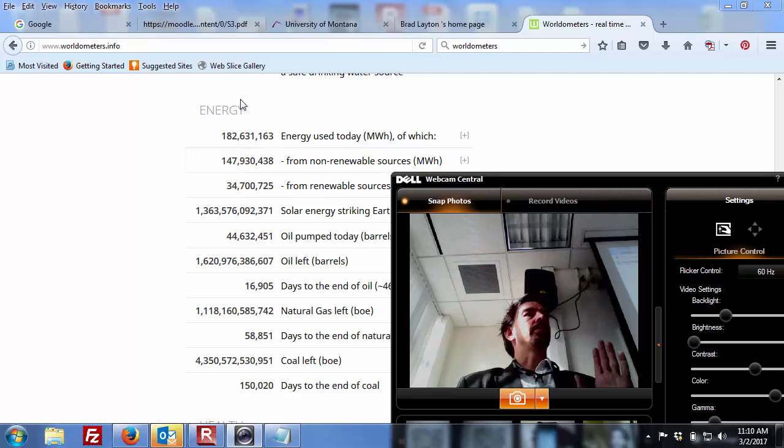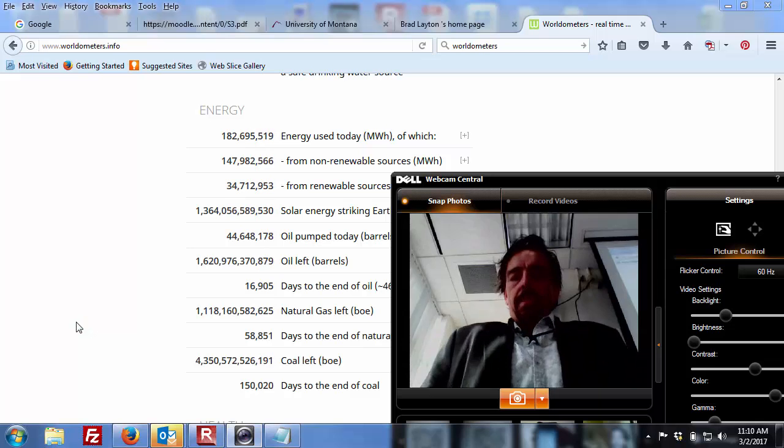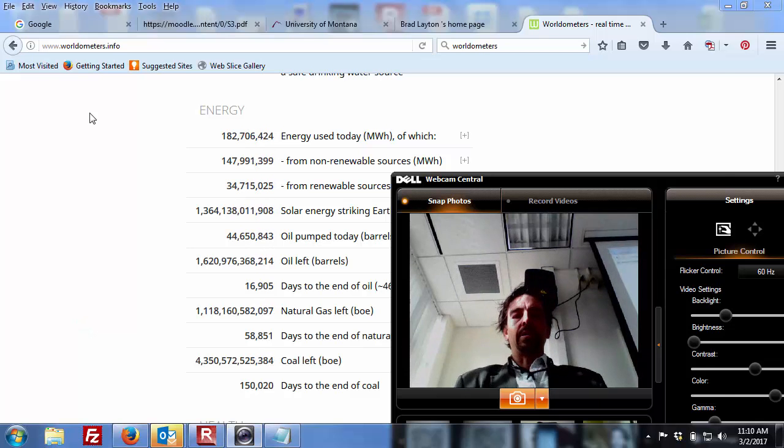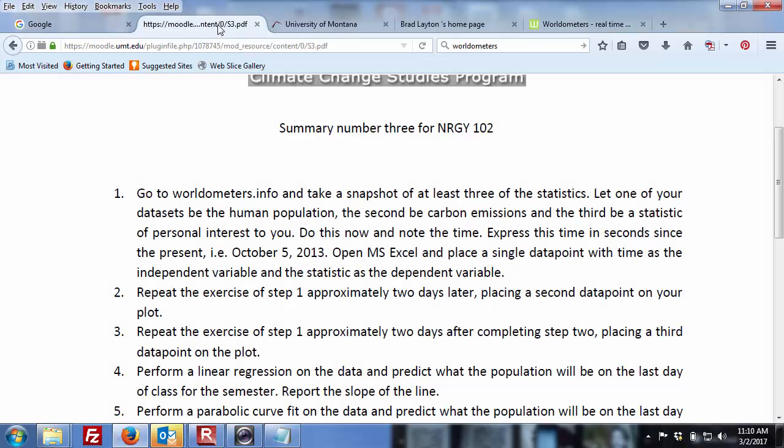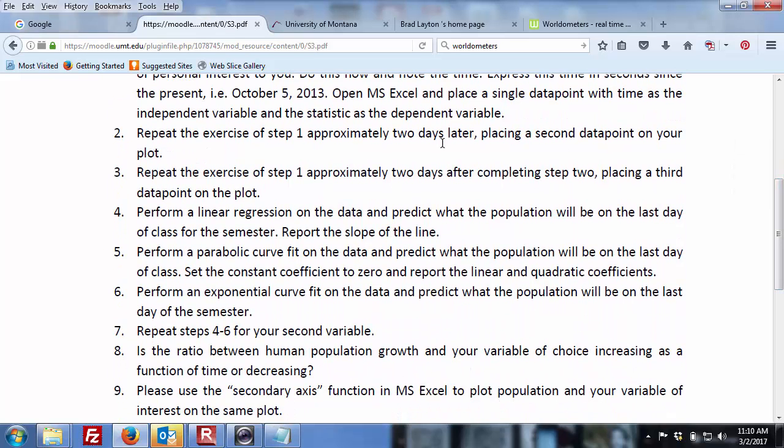Okay, so you're going to do population, CO2, and then another variable of your choosing. And I think I'm just going to go back. This is summary 3. Yeah, it's summary 3. And the only thing that's different in the 102 version is that you're going to repeat it 2 days later, so you get some data. You're going to do a linear regression, and you're going to do a quadratic regression.